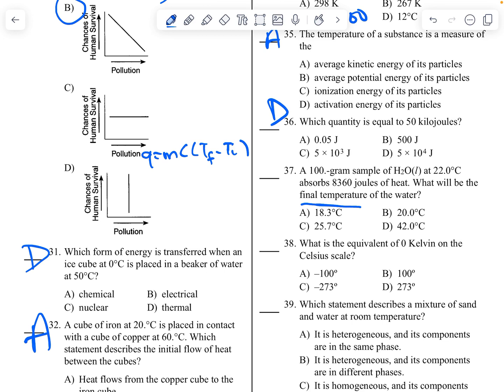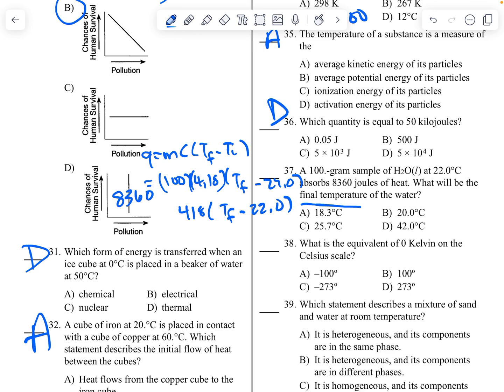So 100 gram sample, so 100. It's water, so 4.18. Absorbs 8360. And T final, I don't know. T initial is 22. All right, so I know that's a little messy. So 100 times 4.18 gives me 418 times the quantity TF minus 22.